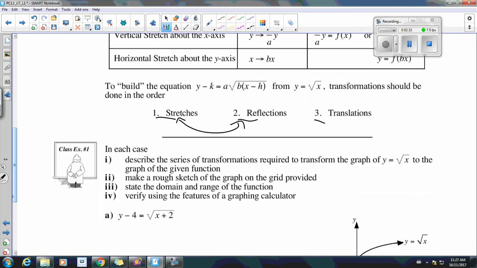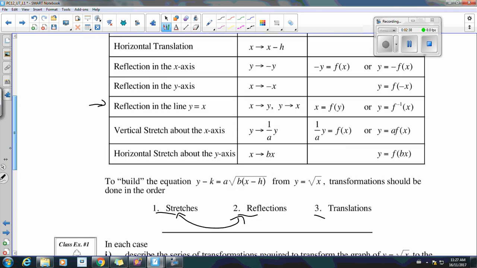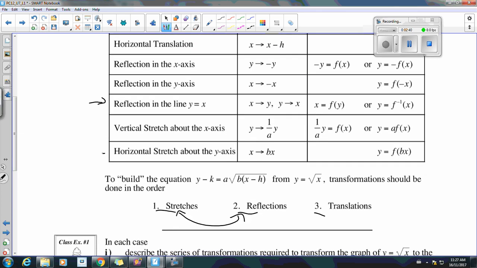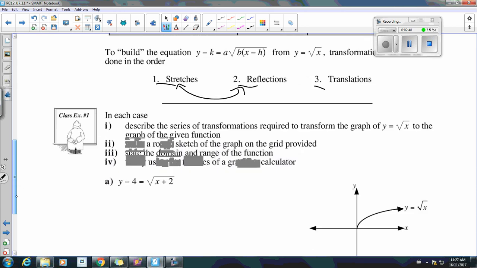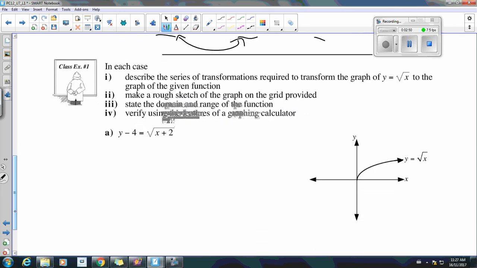The truth is you can really apply stretches and reflections at the same time. If you have a reflection, when you multiply, say, your x value by the stretch, you could multiply it by the negative stretch. Remember, though, for horizontal stretch, we do take the reciprocal from the equation. So in each case here, describe the series of transformations required to transform the graph of y equals the square root of x to the one given.